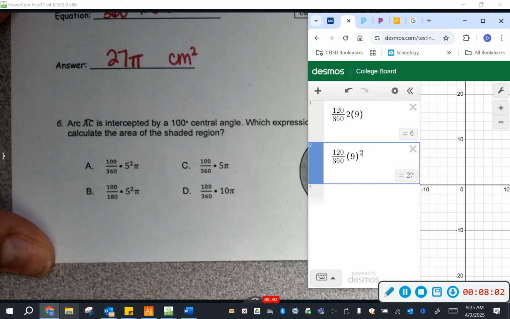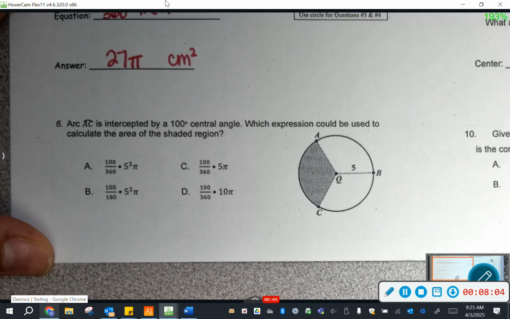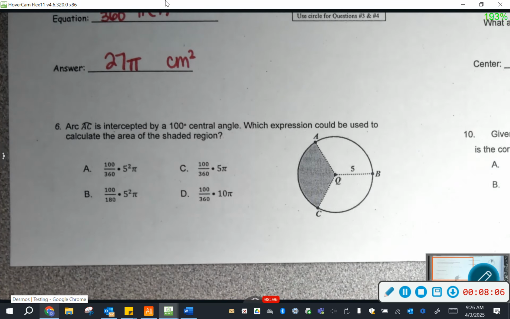I want you to try number 6 on your own. Go. I'll give you about 1 minute to do number 6. It's just setting up. You don't need your Desmos for it.